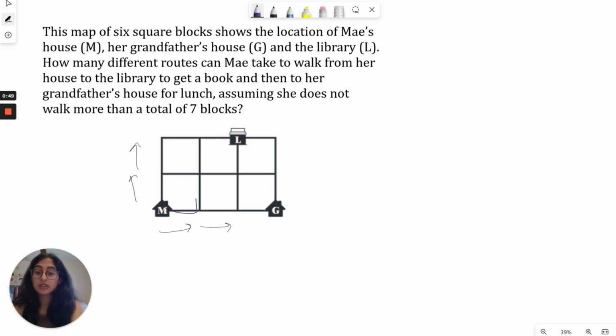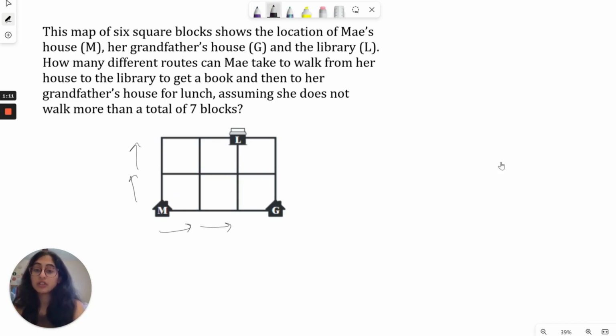She could go like this, that would be 4, or she could go like this, that would be 4. I mean, that's just minimum. She could theoretically loop around a bunch like that, but we're just looking at minimums because there's a restriction of 7 total blocks. So there's a minimum of 4 blocks taken to go from M to L.